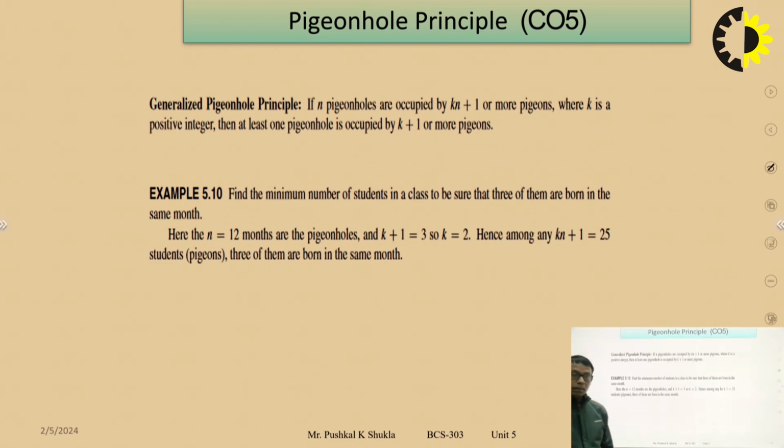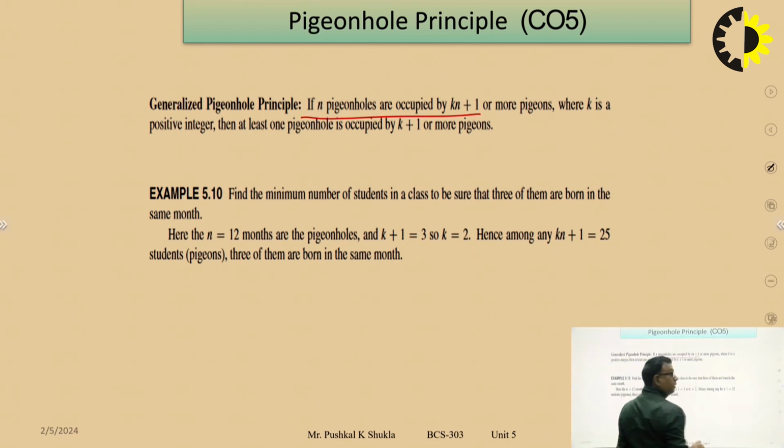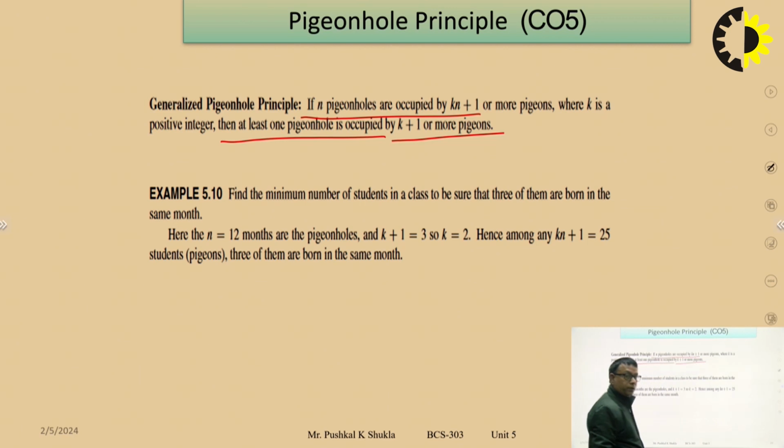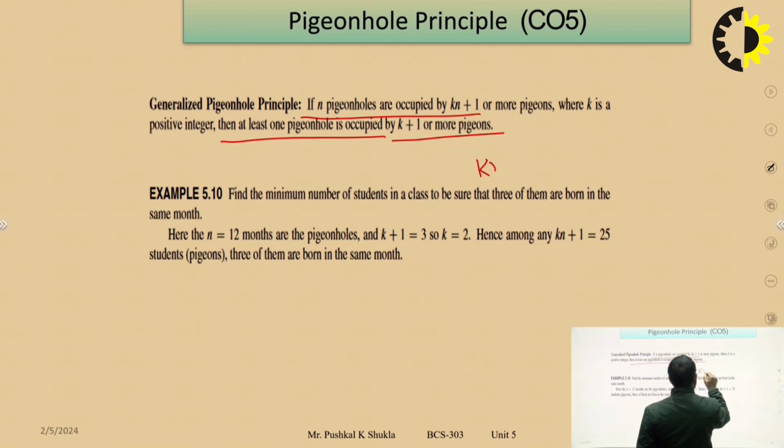Generalized pigeonhole principle. If n pigeonholes are occupied by kn plus 1 or more pigeons, where k is a positive integer, then at least one pigeonhole is occupied by k plus 1 or more pigeons. For example, in the previous example we saw 13 professors. So in this case, kn plus 1 equals 13.